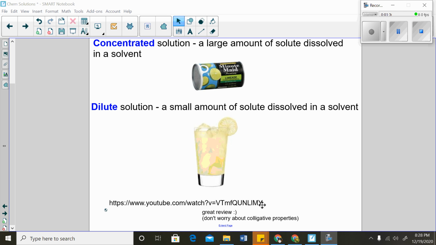Okay, now if you'd like to take a look at this with an awesome song, you can watch this video. It's also going to mention what are called colligative properties. You can ignore that, but this is a great video to help you understand this. So you're welcome to watch it or not. It will be posted anyway.